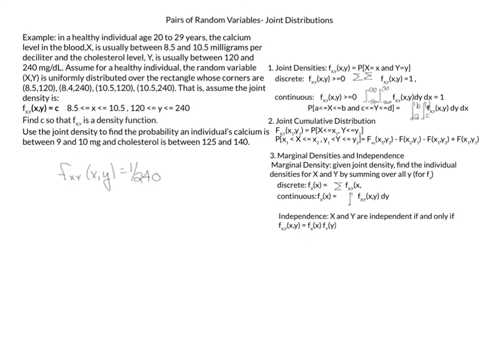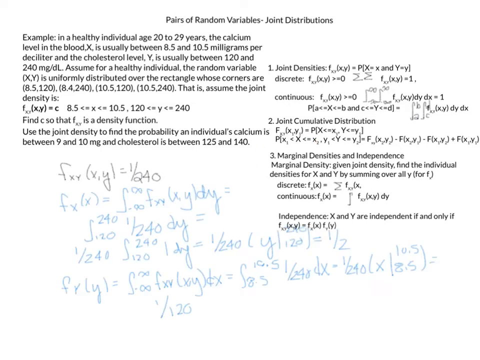Now we'll go back to our continuous example to find marginal densities. This is the one where we were looking at the blood for calcium level and also for cholesterol level. So calcium level was x, cholesterol level was y, and we found that the joint distribution looked like this. F of xy is equal to 1 over 240. And we want to find the marginal density for x and for y. And this is a continuous variable, so we're going to integrate.